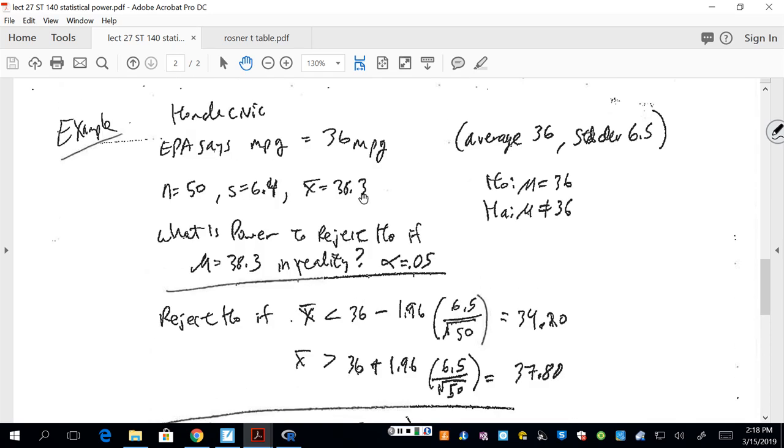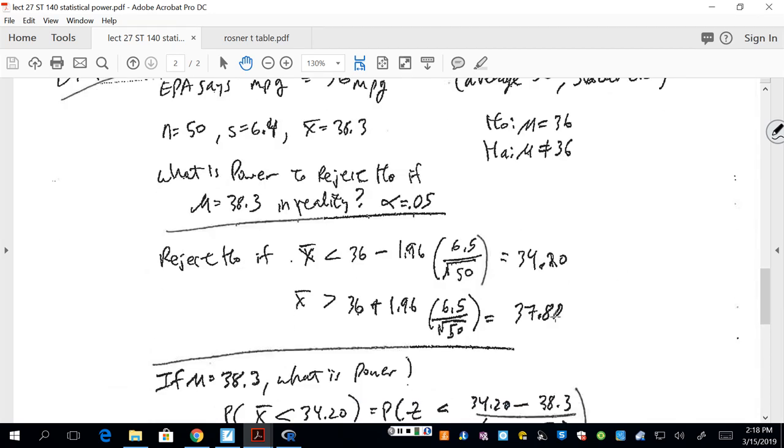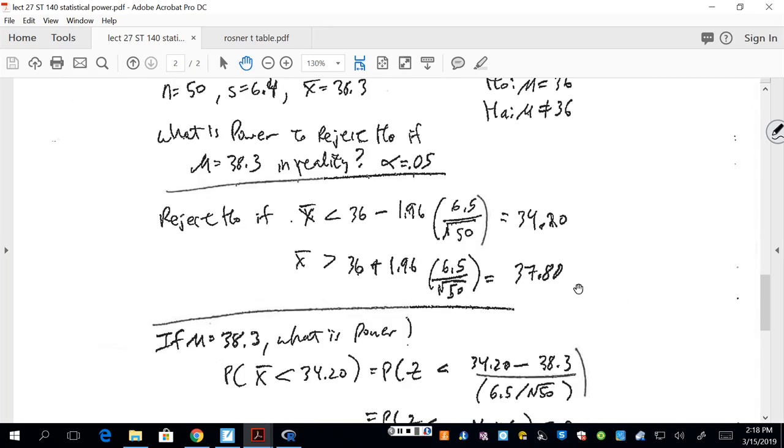Now, if we actually got 38.3, we would in fact reject and say, go to the EPA and say, look, we did these tests, our car is better. You got to raise this for us. You're underselling us. We want to sell more cars, so you're not giving us the credit we were due. We are significantly better. Right?